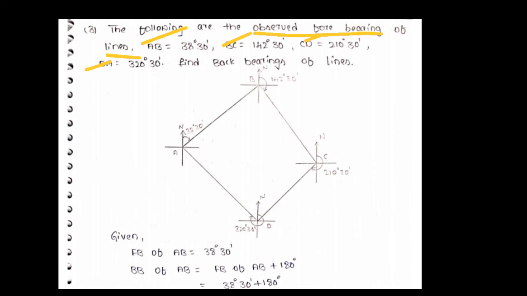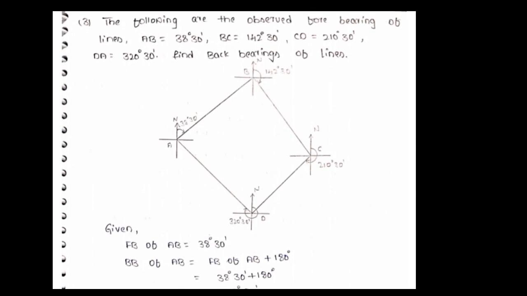How do we identify that it is a closed traverse? If the line starts at AB and ends at DA, it started at point A and ended again at point A only. So it is considered a closed traverse. We already discussed that one. So how are we going to generate it? If you see this figure, firstly we are going to generate point A.